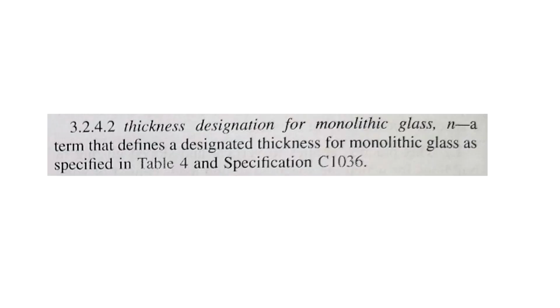3242. We're still talking about terms here, definitions, terminology. 3242, thickness designation for monolithic glass, a term that defines the designated thickness for monolithic glass as specified in Table 4 and specification C 1036. So there it is. We already looked at Table 4. We know what that's about.